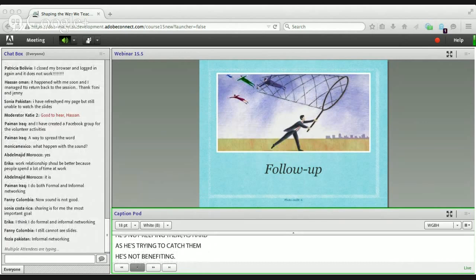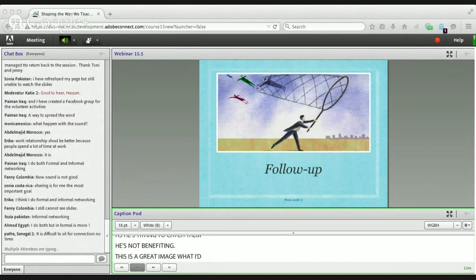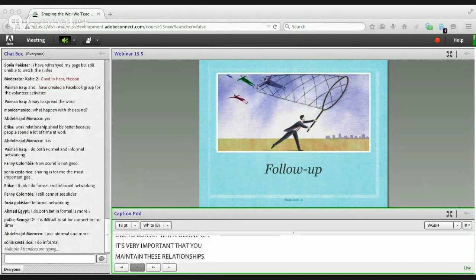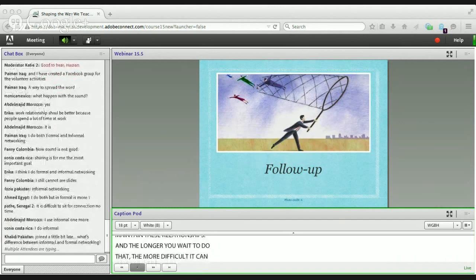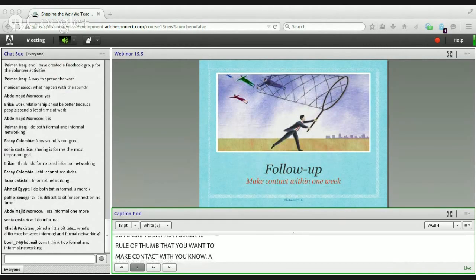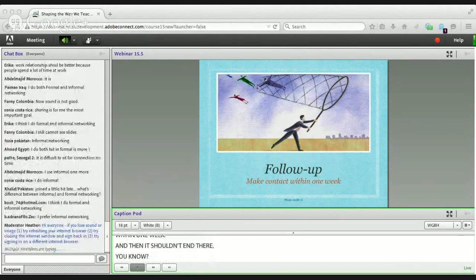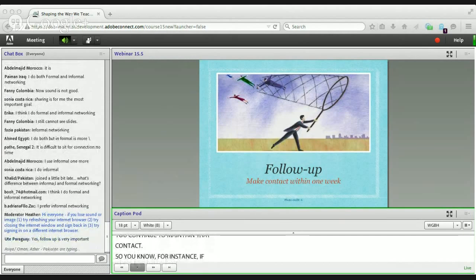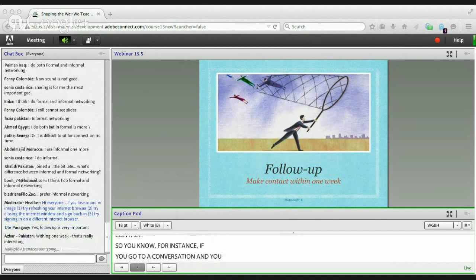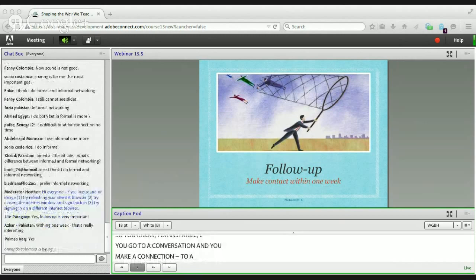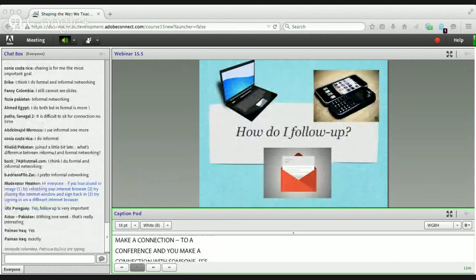It's really important that you maintain these relationships. And the longer that you wait to do that, the more difficult it can be to reconnect with that person. So I like to say, as a general rule of thumb, that you want to make contact with a new person in your network within 1 week, and then it shouldn't end there. You continue to maintain that contact. So for instance, if you go to a conference and you make a connection with someone, and now you think, okay, it's been about a week, I need to email them, I need to maintain this connection. What do I do? How do I follow up?